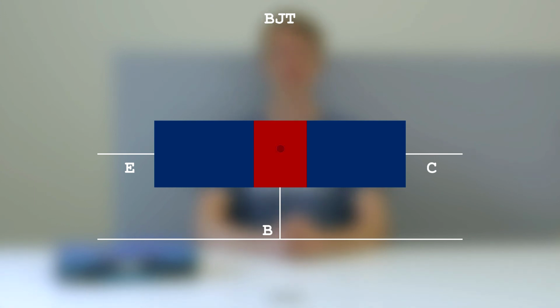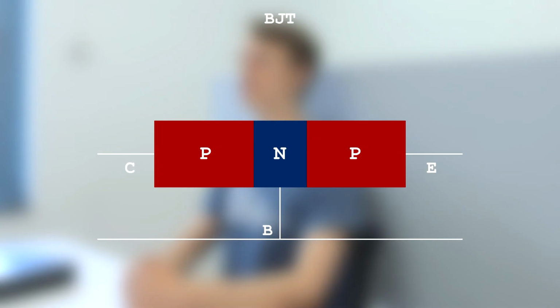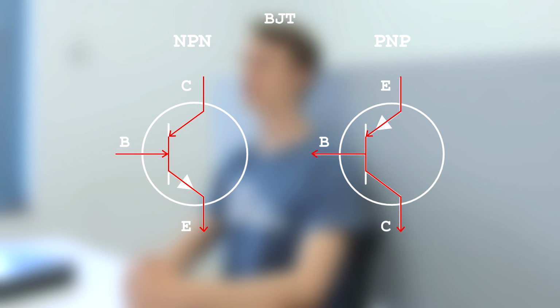When a current is supplied to the base terminal, electrons start to move from the negatively charged emitter to the positively charged collector. The small current to the base terminal makes a big current flow between the emitter and the collector. A PNP type BJT has the types of semiconductors swapped. This results in the current direction and voltage polarities being switched. Otherwise, the working principle is the same.